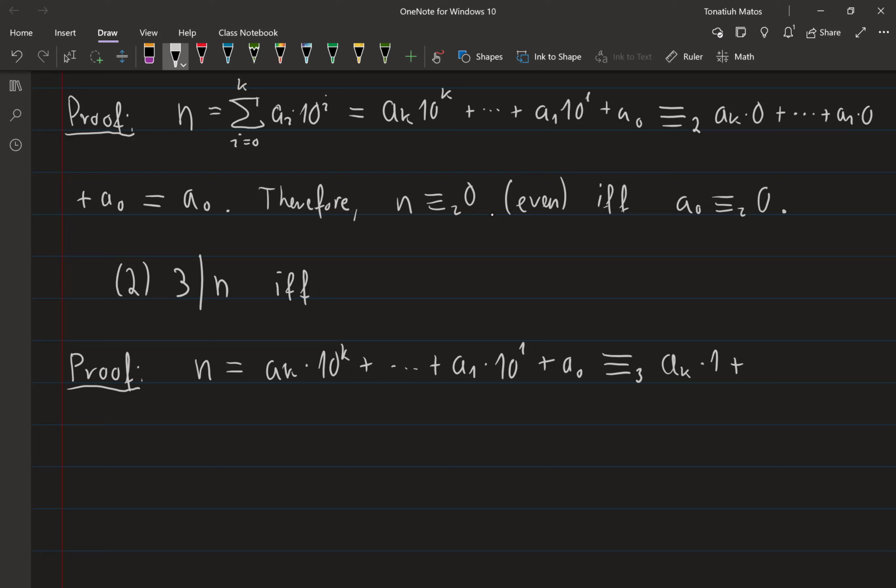One of the first properties I wrote down about congruences is that if two numbers are congruent, then any powers of those are congruent, right? So 10 is congruent to 1 mod 3, meaning 10 to the k is congruent to 1 to the k, which is just 1 mod 3, right? So all powers of 10 are just 1 mod 3. And let's do this all the way to the end.